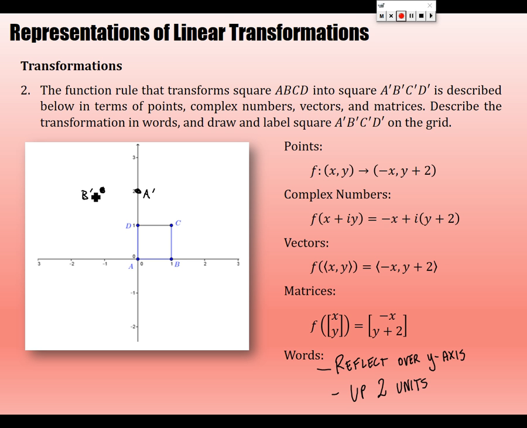So if you have C is 1, 1, so where does it go? It goes to -1, 3. There's C prime and D prime.